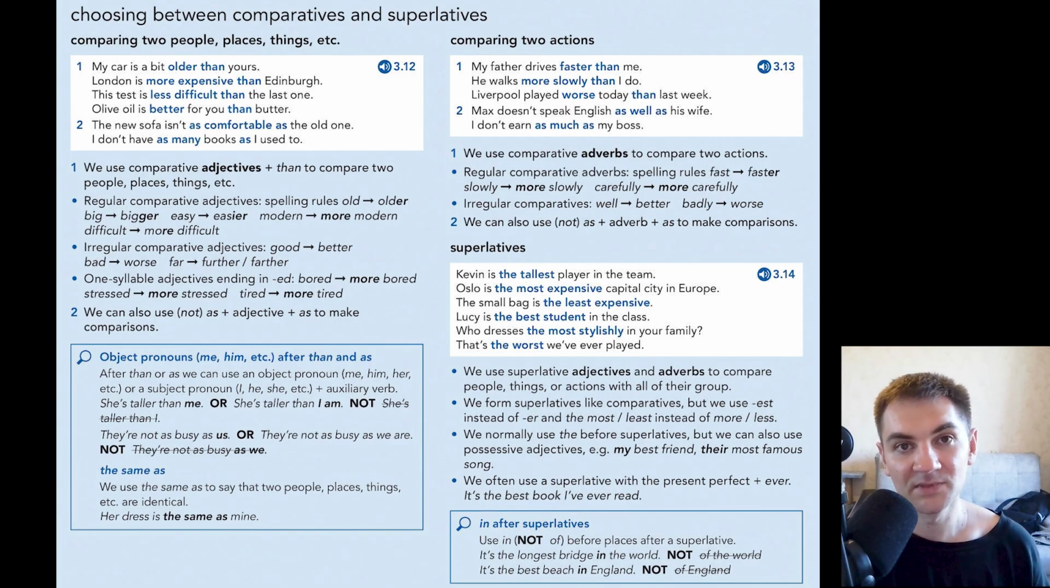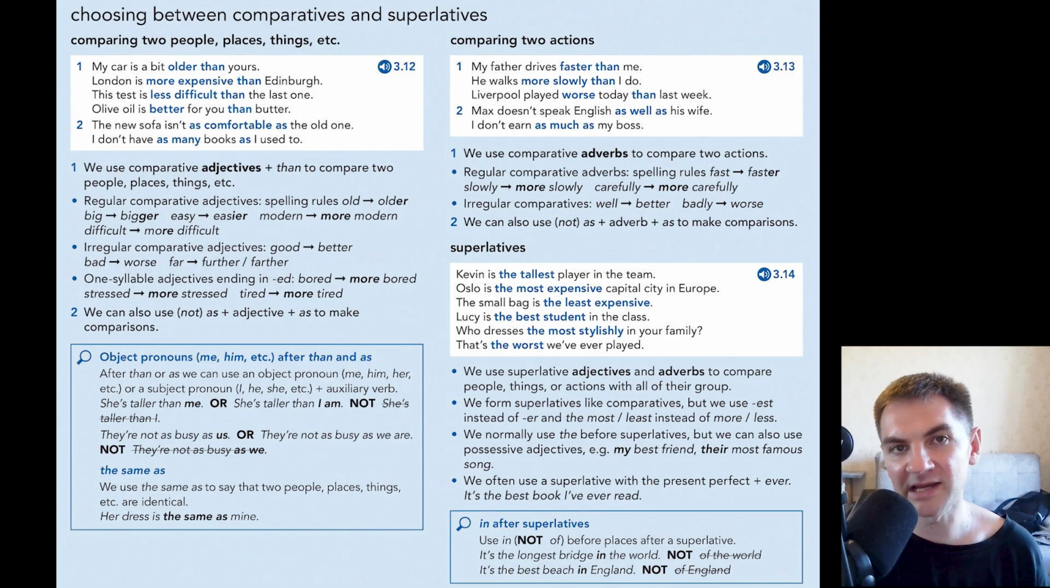Part 3. Superlatives. Number 1, when to use them. Use superlatives to compare one person, thing, or action against a whole group. You're saying it is number 1. Kevin is the tallest player in the team. Oslo is the most expensive capital city in Europe. Lucy is the best student in the class. That's the worst we ever played.